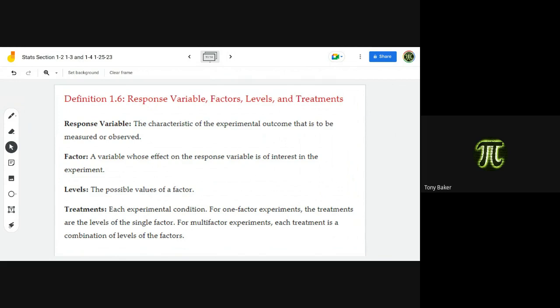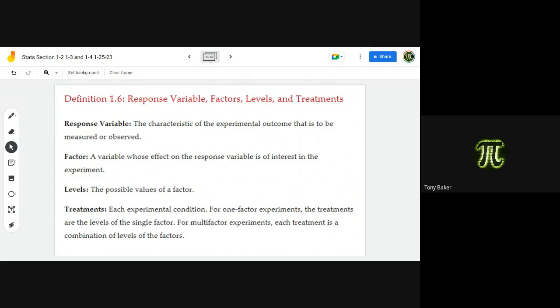The levels would be the possible values of that factor. So depending on how you're looking at it, we could have a high incidence, low incidence. There could be different levels that I'm looking for. And it might not all be one exact, yes or no, a true or false type thing. There could be different levels of it.